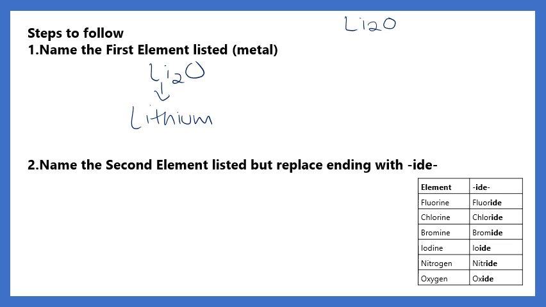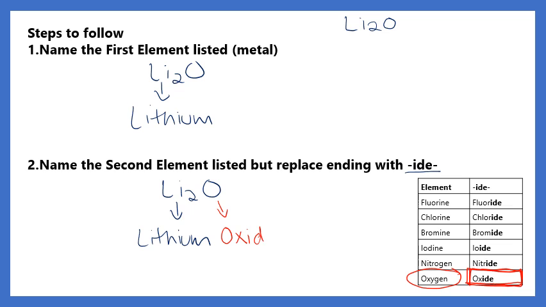The second step is that you want to list the second element, but you want to change the ending with "ide." So we have Li2O. We know that our first element is lithium, but the second element is oxygen. So we're going to find oxygen over here, and we're going to actually use the "ide" ending. Do you see here how oxygen turned into oxide? So our element, oxygen, goes from oxygen to oxide, and our compound is lithium oxide.